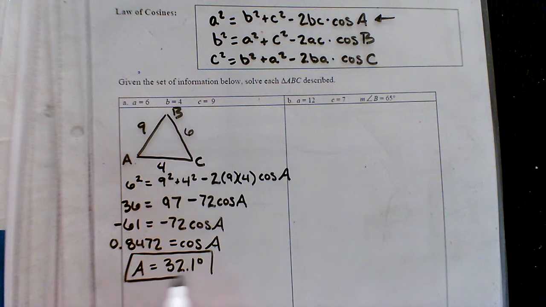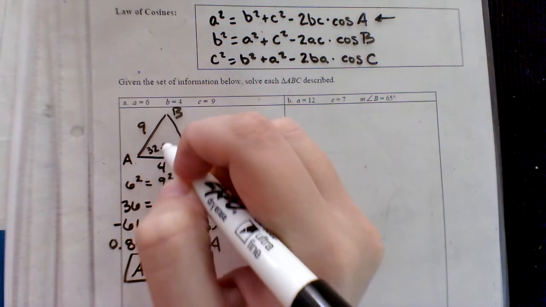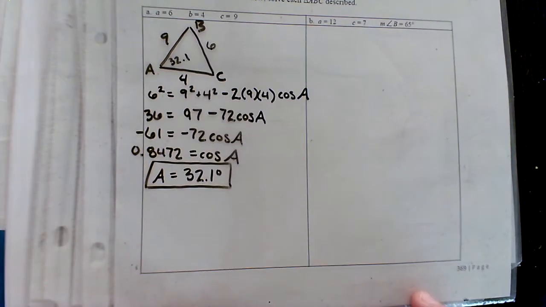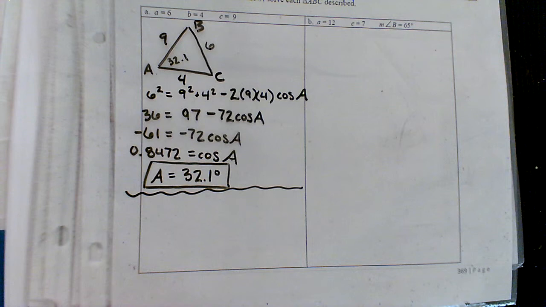We actually might get to radians today. We'll talk about what those are. All right, so maybe we'll label that in our triangle, 32.1 degrees. So we figured out one angle. We have two more to do. Which one do you want to figure out next? You want to do B or C?